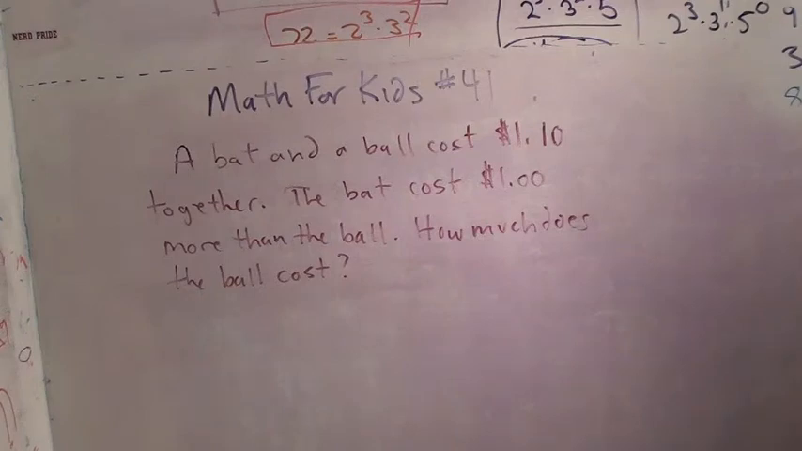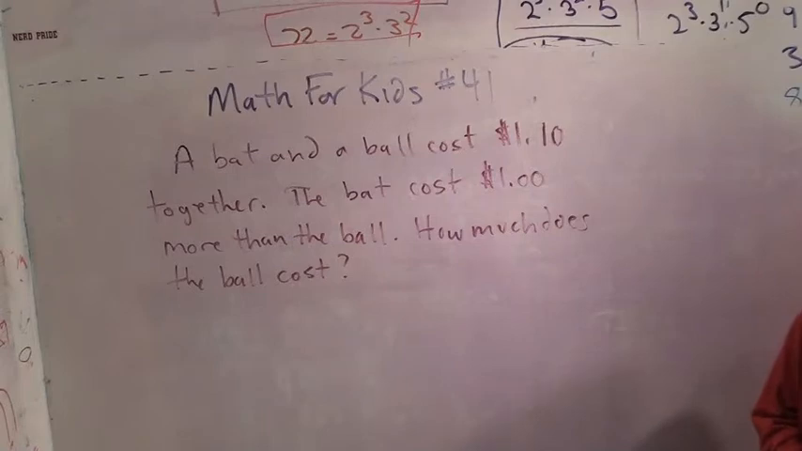And today we got two fun problems. This is a very famous problem, actually, because everybody gets it wrong because they don't think about it. So, you ready? A bat and a ball cost $1.10 together. The bat costs $1 more than the ball. How much does the ball cost?